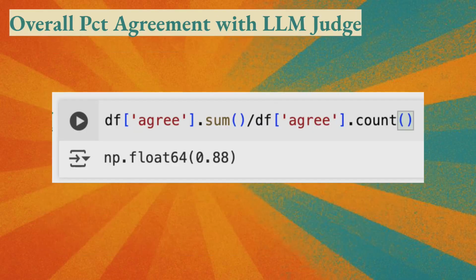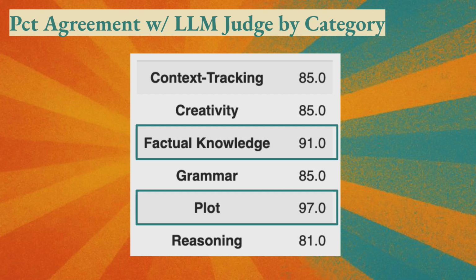When I did this first iteration of my LLM Judge, and went through and either agreed or disagreed with all of the 1,350 scores, I came out with an 88% agreement overall. My target overall, per category and per criteria, is 90% plus. When you look at it by category, only 2 categories broke this 90% barrier. So I know I had to improve context tracking, creativity, grammar, and reasoning.